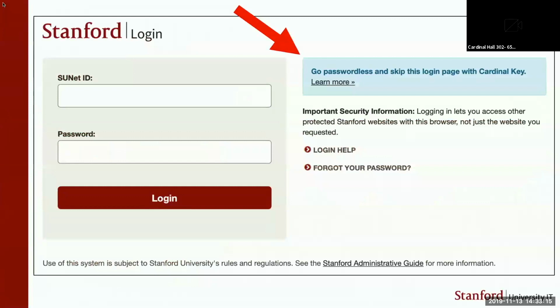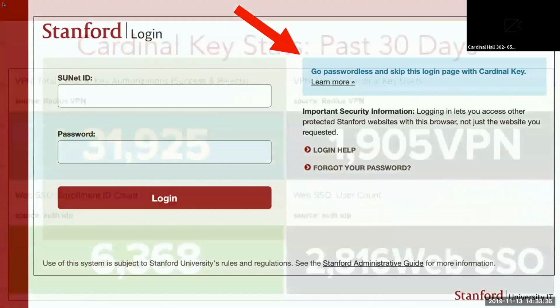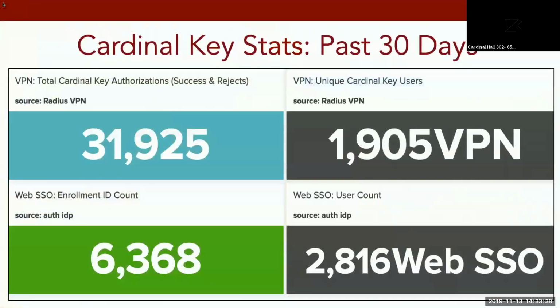One way we've gained adoption, recently we added this banner to our main login page. You see that blue box up there that says, "Hey, you can skip this page with Cardinal Key." And that's actually been very effective. It's kind of non-intrusive, but it targets the people we want to target, which are the ones still using their username and password.